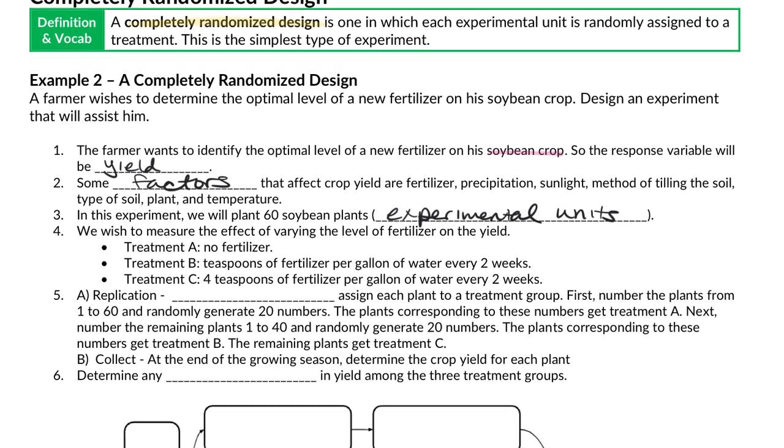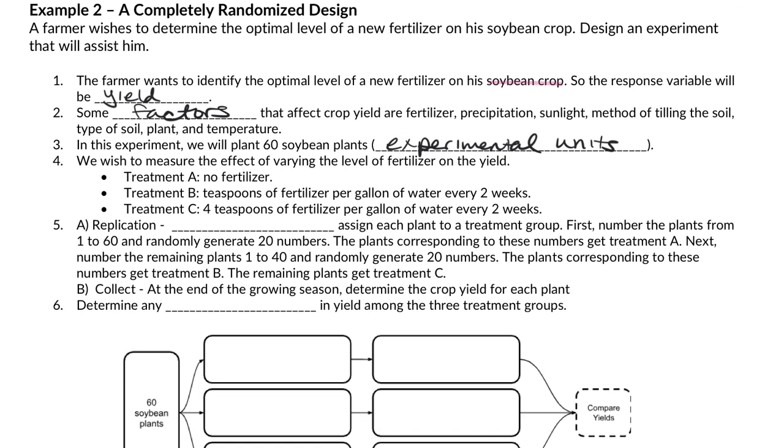We're going to split these 60 soybean plants into 3 groups. Treatment A is no fertilizer, which means treatment A is our what group? Control group. There's no placebo here because you don't have to fake a plant into thinking it's getting fertilizer. You just don't give it fertilizer.